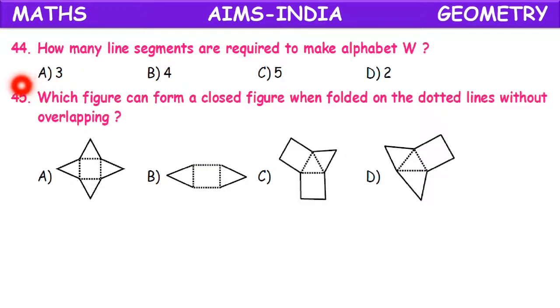Question 44. How many line segments are required to make the alphabet W? So what should we do? We have to find out the number of line segments required to write the alphabet W. Let us count. 1, 2, 3, 4. Yes, children, this is how we write W, right?